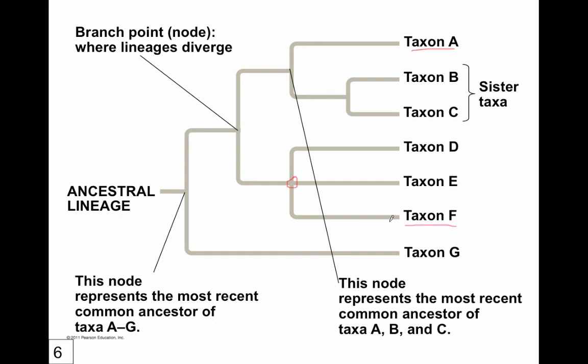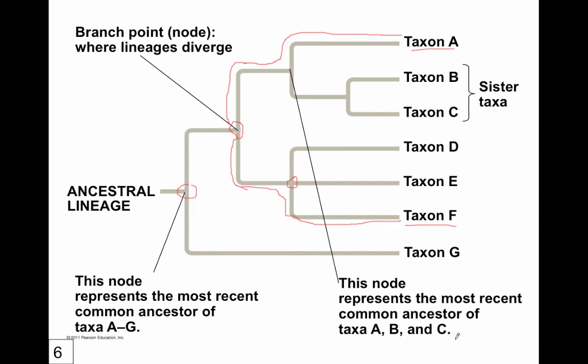Well, to figure that out, we just follow the lines until we come to a common branch point. So there's F as we start. And as we hit each branch point, we can ask, is it a common one? Do they share it? It's not until we hit this branch point right here that we can confidently say that these two taxa, A and F, share a common ancestor. So this is the most recent common ancestor of A and F. And this one here is the most recent common ancestor of all A through G.